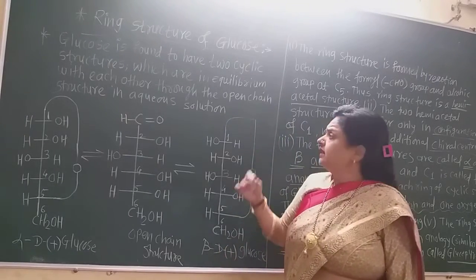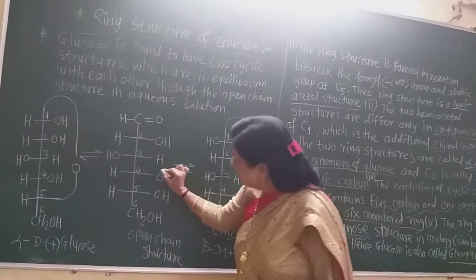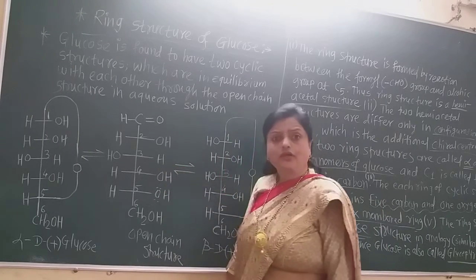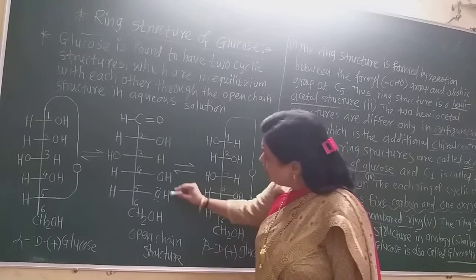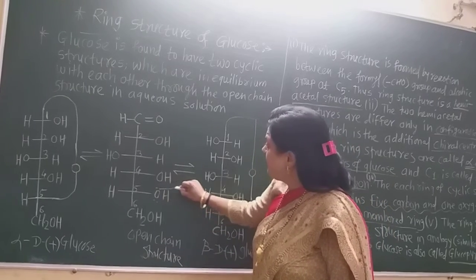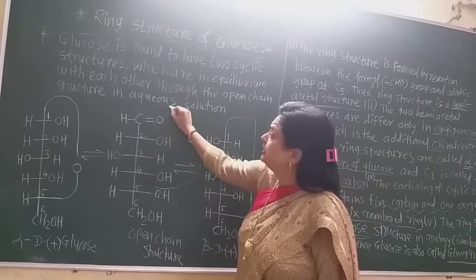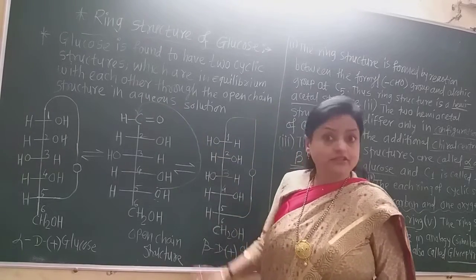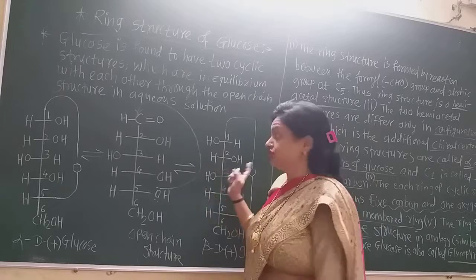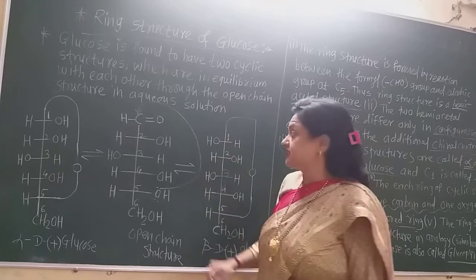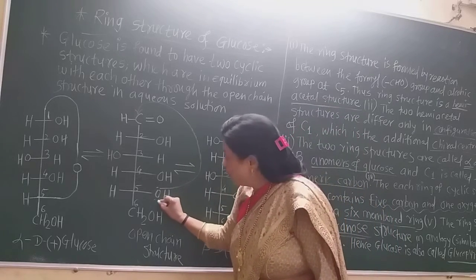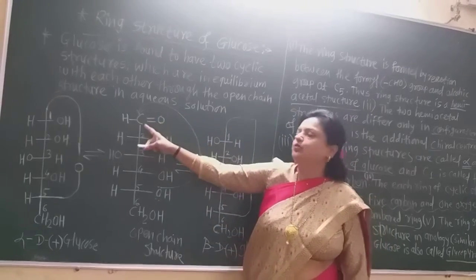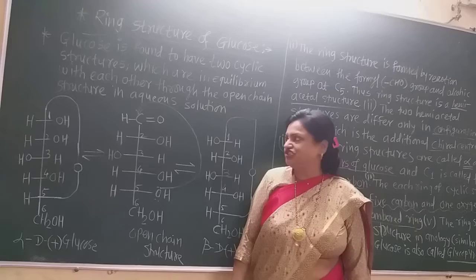Now, in the aqueous solution, what happens? You know that on the oxygen there are lone pairs. Now, this lone pair attacks this carbonyl carbon. See here. This is very important, how the ring structures are formed. Now, this lone pair on oxygen attacks this carbonyl carbon, which is electron deficient.